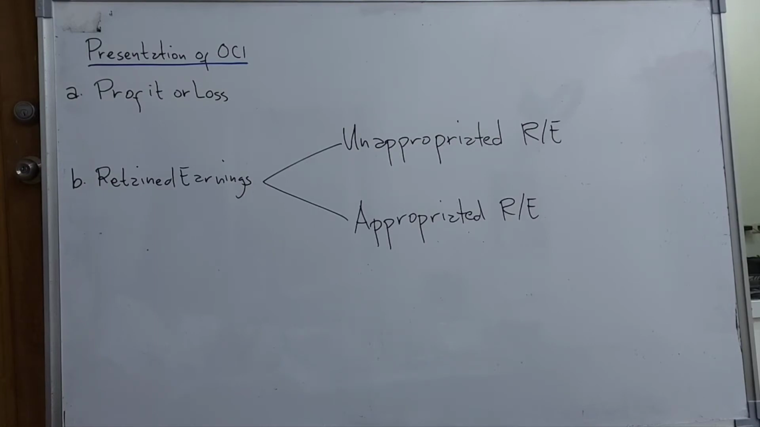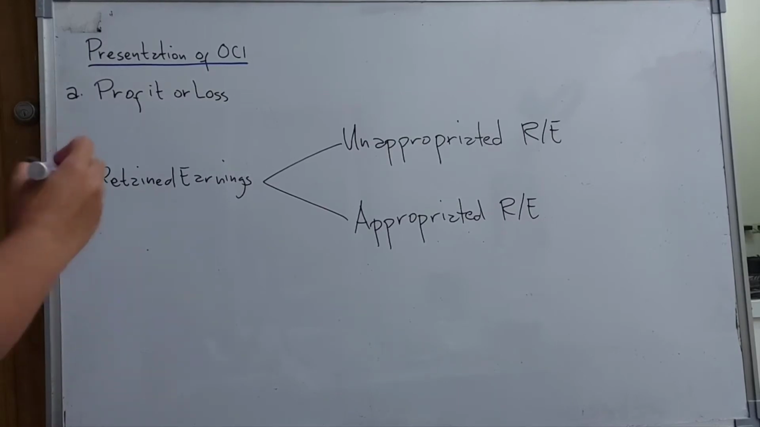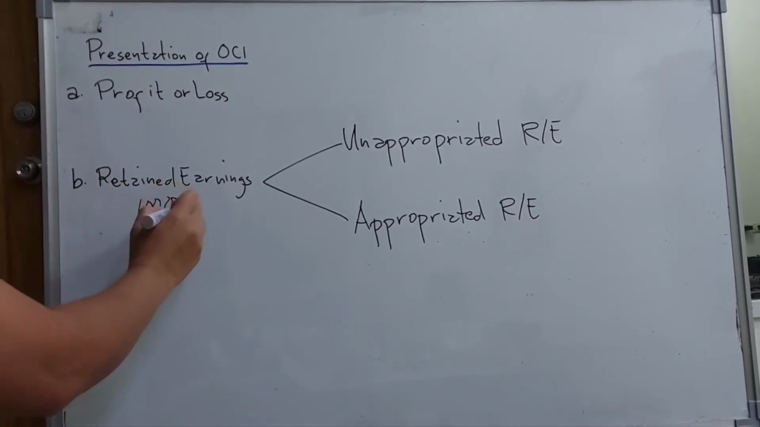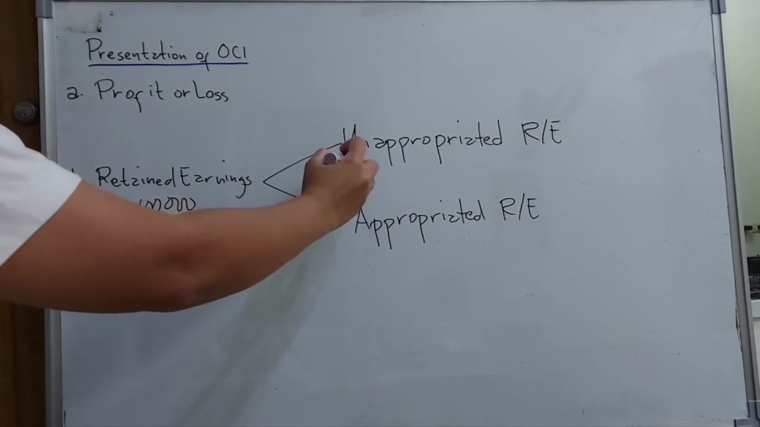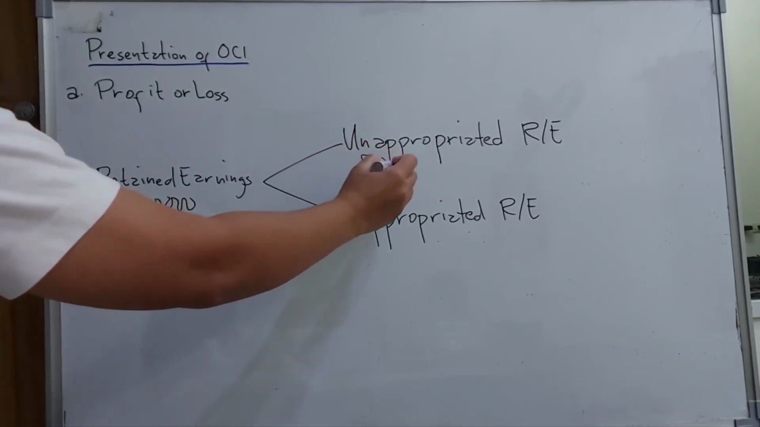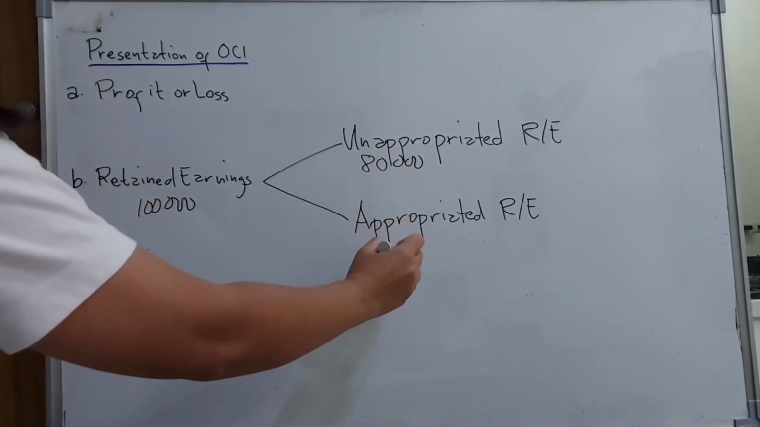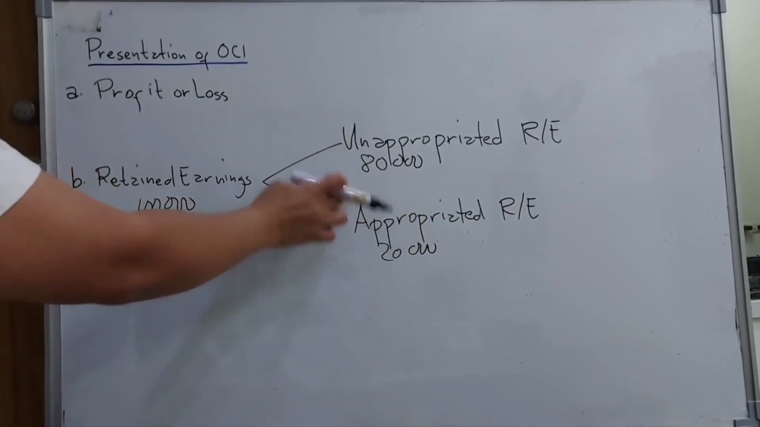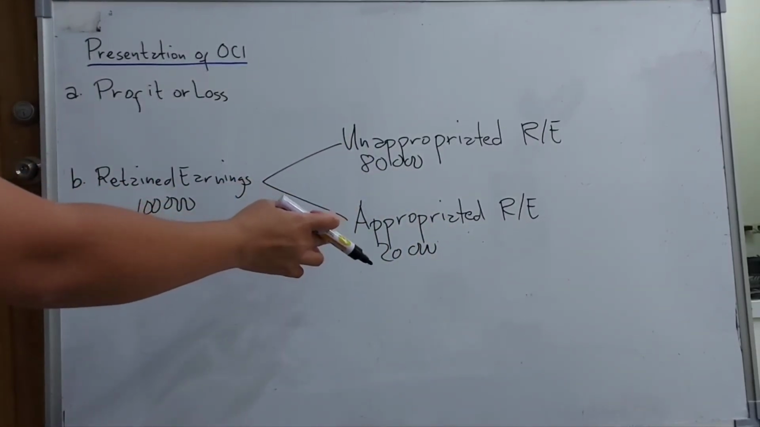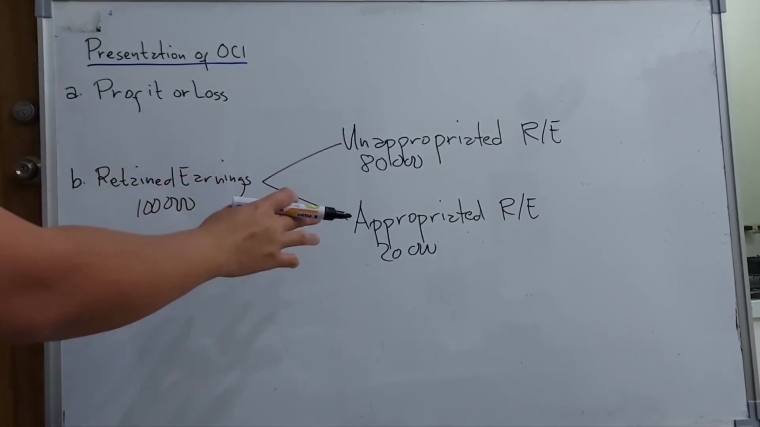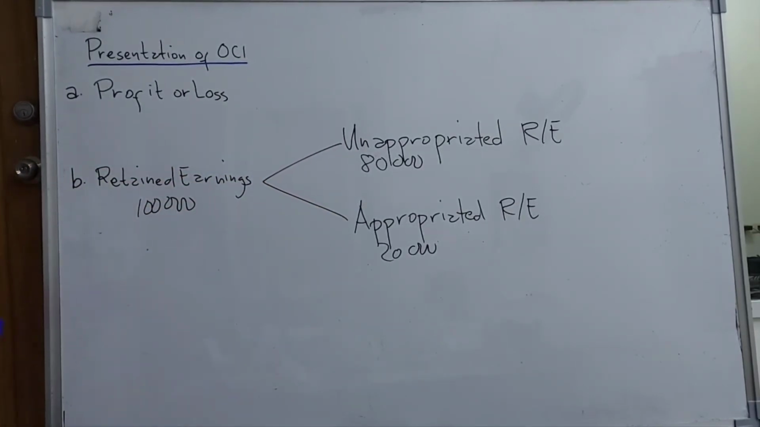Dyan natin kinukuha. Okay, let's say, ang total retained earnings natin ay 100,000. Ang unappropriated daw dyan ay 80,000 and yung appropriated is 20,000. So, total retained earnings natin is 100,000. Kaya lang, 80,000 dyan yung unappropriated and yung 20,000 yung appropriated. Yung 80,000 na unappropriated retained earnings, yan yung pwede nating i-declare as dividends hanggang 80,000 lang.